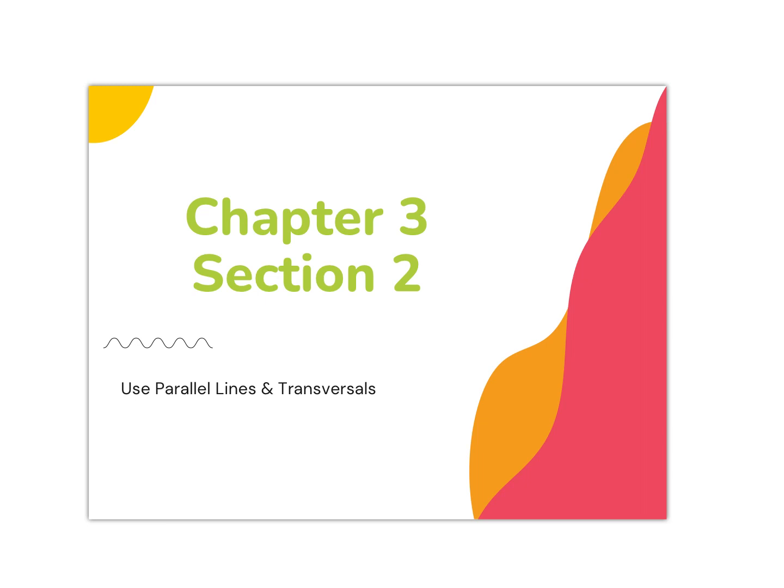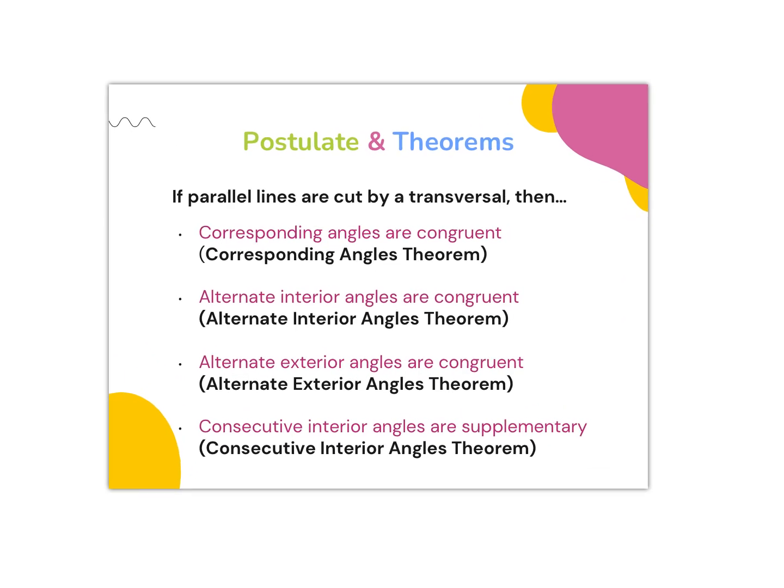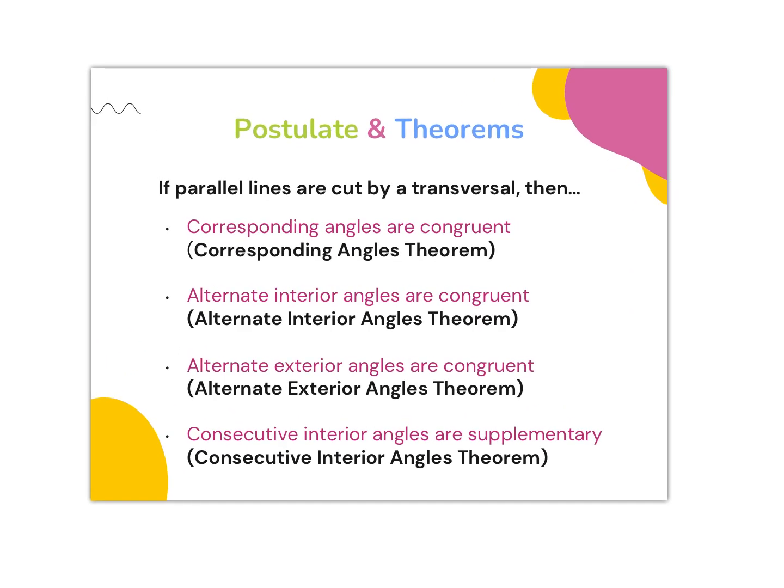In Chapter 3, Section 2, we're going to focus on parallel lines and transversals. We're going to be using them. In the last section, we learned to identify them and we learned to name certain angle relationships that fell within them. Now we're going to actually use them. So we're going to go to the postulates and theorems list, and we're going to have to talk about some of these theorems. Notice there's 4 theorems on this slide.